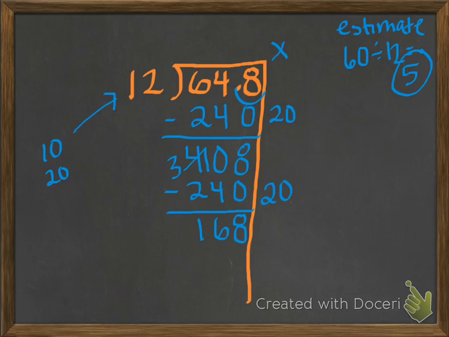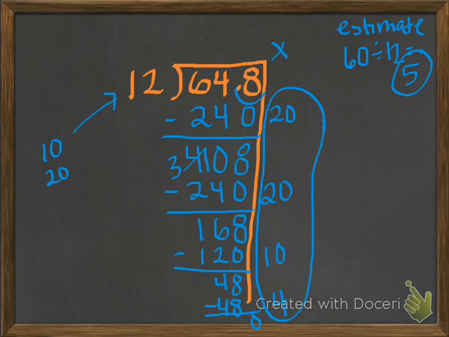Okay. Can I do another group of 20 12s, or is that too big? Yeah, that's too big. How about I go down to 10? That's a nice friendly number. That's going to subtract really nice too. Ooh, 48. I happen to know that 4 12s is 48. Do I have anything left? Nope. 0 remainder.